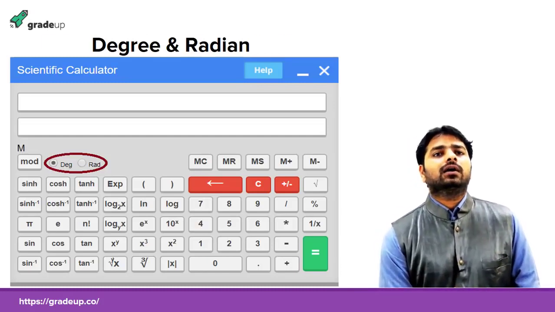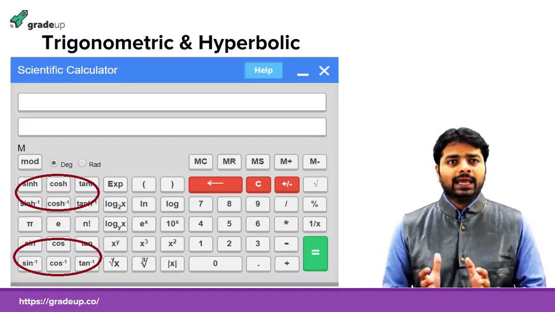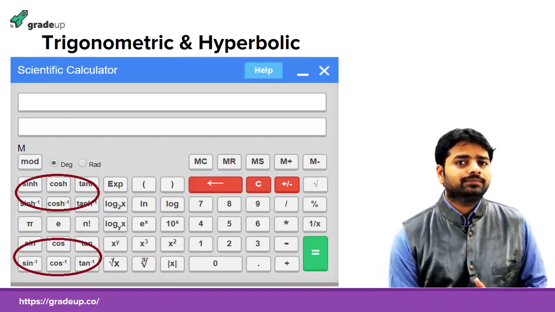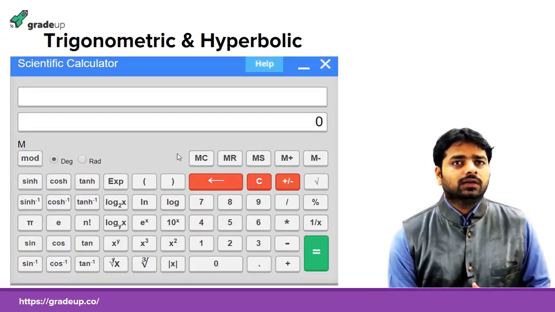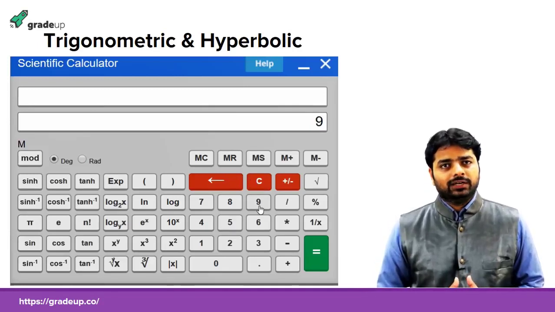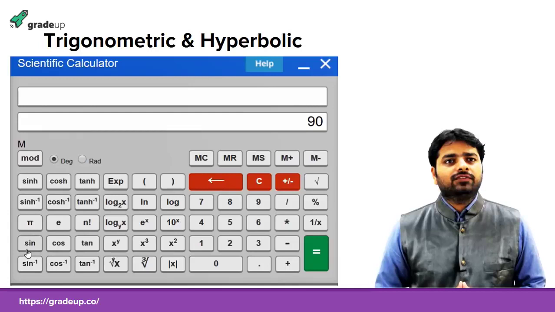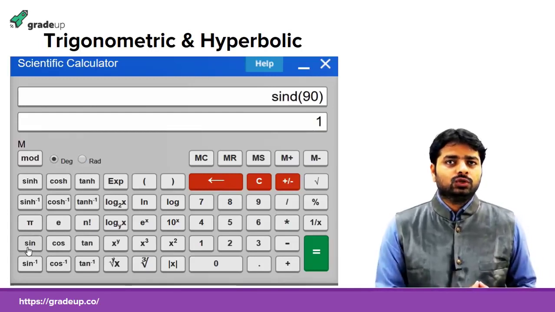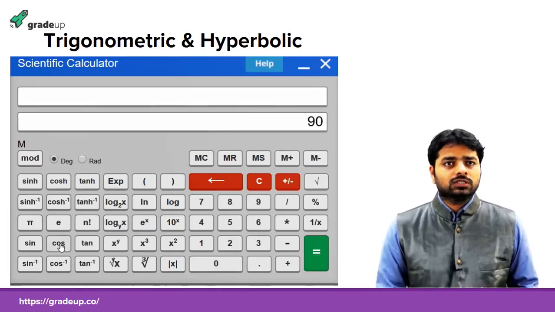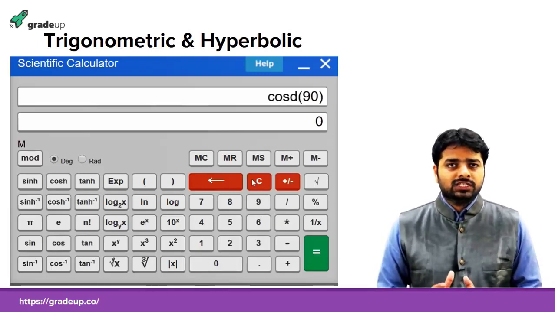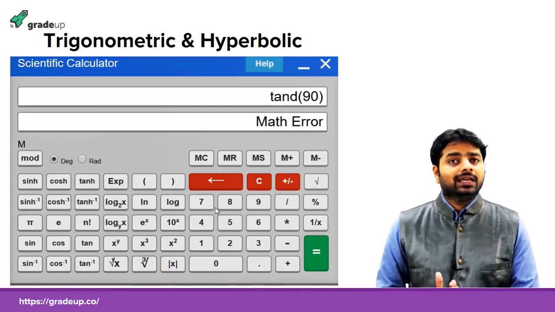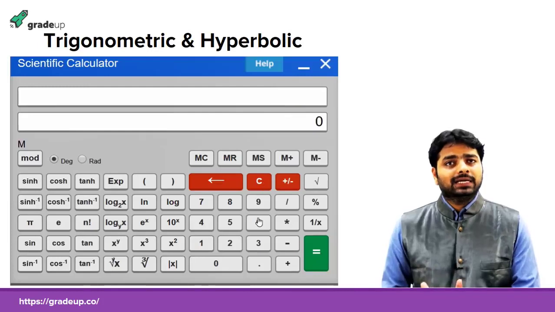Now we have trigonometric, hyperbolic, and many inverse functions here, and we are going to see how to calculate them. Let's start with the trigonometric functions. I am going to enter 90 first and then press sine, so sine 90 is calculated. Then with the same 90, cos 90 will be 0. First enter the number, then the function. For tan 90, it will be infinite, so it will give you a math error.